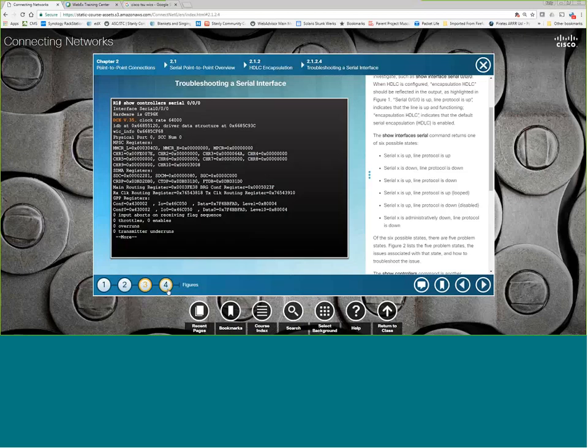Okay. This is a really cool command, especially if you don't have physical access to the device. You can do a show controllers and then the serial interface, and it will tell you what type of cable is connected. So in this case, I know that a DCE cable is connected to the router, and so I need to put a clock rate on this side.